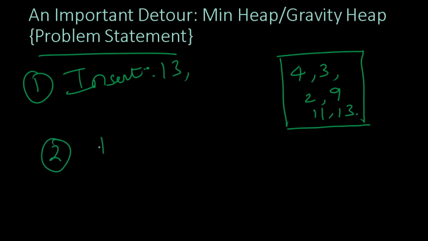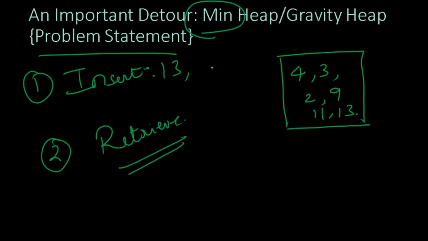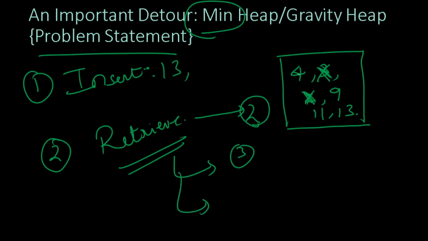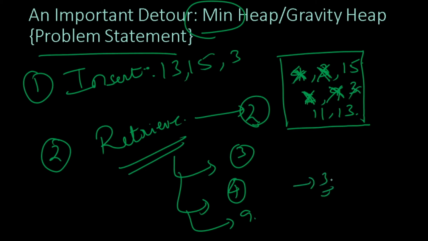The second operation should be the retrieve operation. When you retrieve, you should be able to retrieve the smallest element. So if you retrieve, you should be able to get 2. So 2 is removed from this data structure. Retrieve again, you should be able to retrieve 3. Retrieve again, you should be able to retrieve 4. Now if you want to insert 15, you should be able to insert 15. Retrieve again, you should be able to retrieve 9. Insert 3, 3 should be inserted. Retrieve again, you should be able to get 3. All these operations should be supported by this data structure.